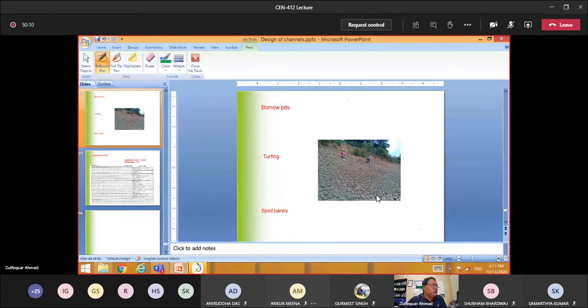Then coming to the borrow pits. Let me explain what borrow pits actually mean. The spoil banks I have discussed with you. The next one is turfing. What happens if the canal... let me explain in another slide.